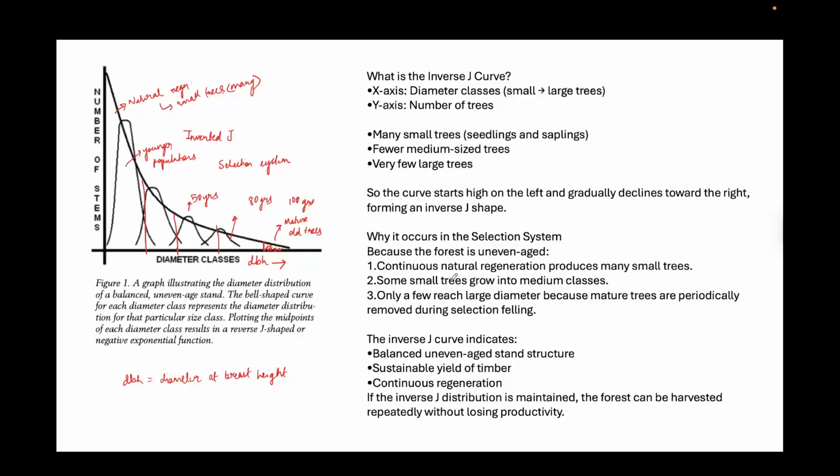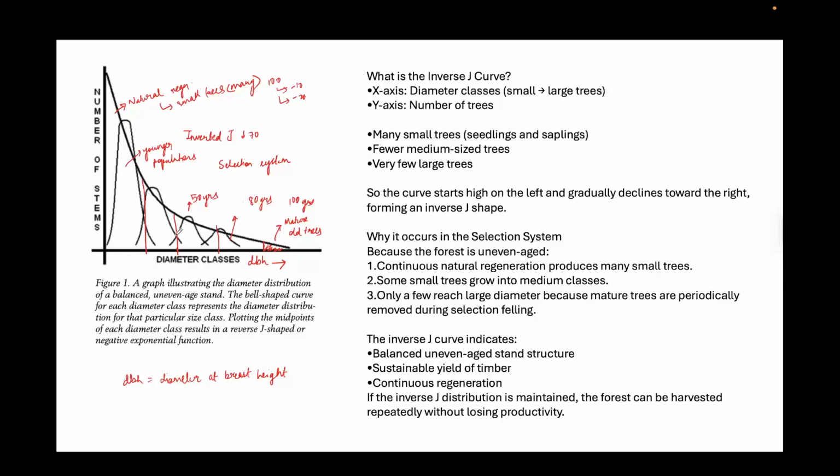And once the stand is passing on to a different age, there is certain mortality. Let's say there were 100 small trees, some of them got grazed, minus 10, some of them got destroyed in a forest fire, minus 20. So only 70 individuals are going on to the next stage. Only a few reach large diameter because mature trees are periodically removed during selection felling.